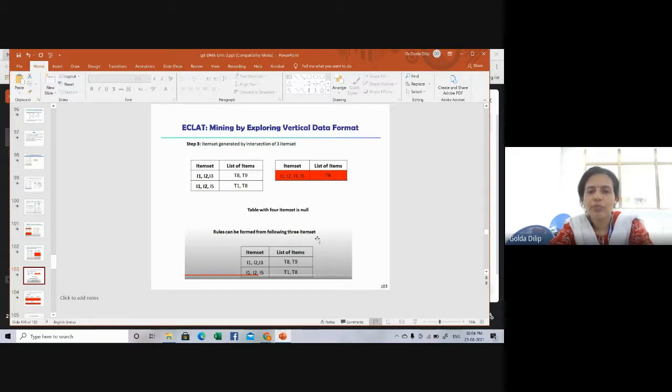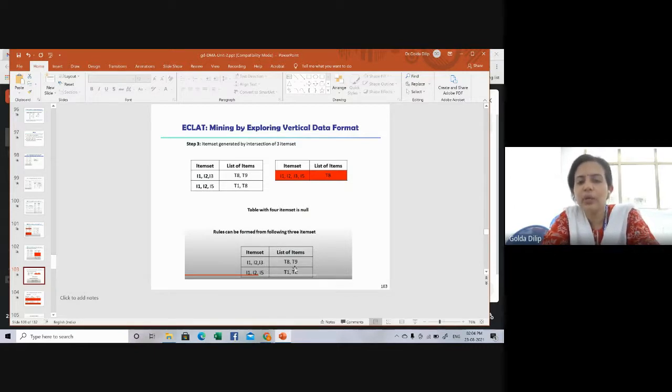When you combine and make it a 4 item set, it appears only in transaction T8. So T8 means it is not satisfying the minimum support count. So the table with 4 item set is null. So we are stopping our algorithm. The last step was this one.